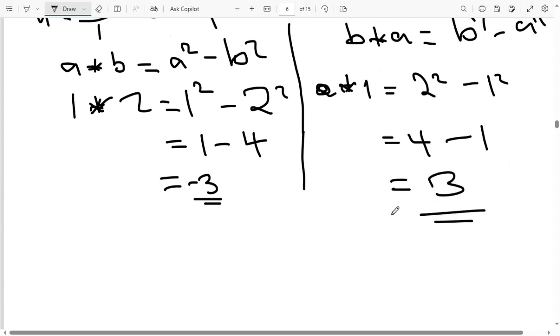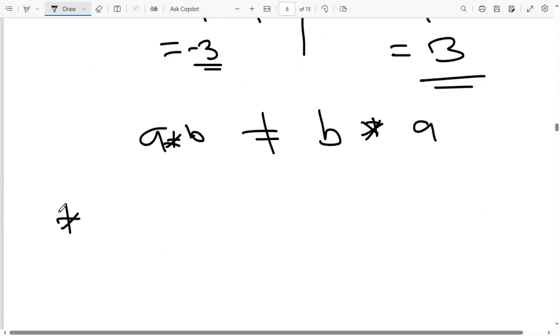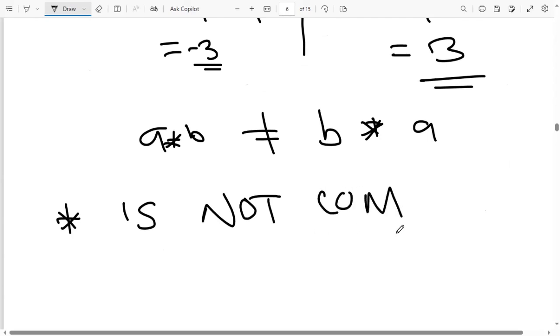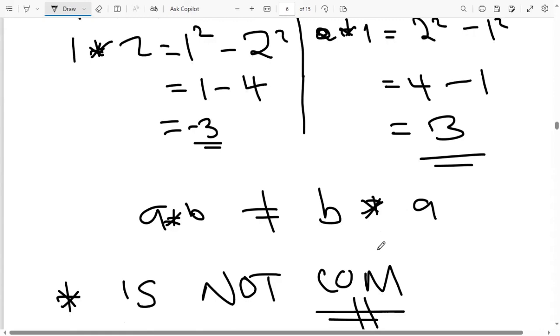So we see that A star B is not equal to B star A. Meaning the star there is not commutative. And then what next do we have?